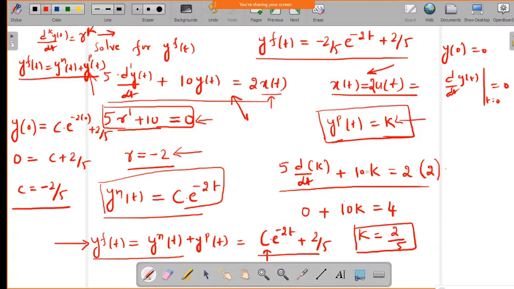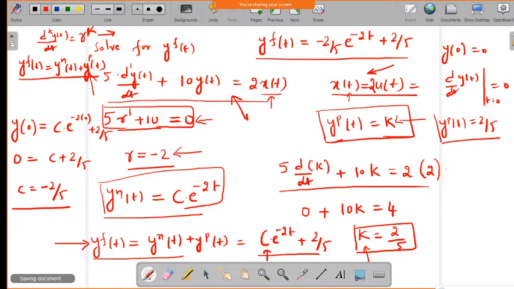This is equal to the input, which is x of t given by 2 into u of t. u of t is 1 for t greater than 0, so substituting that, you get 2. So this will be given by the value of k. Now if you substitute this k, you will get the particular solution. The particular solution is y_p of t, which is nothing but 2 by 5.